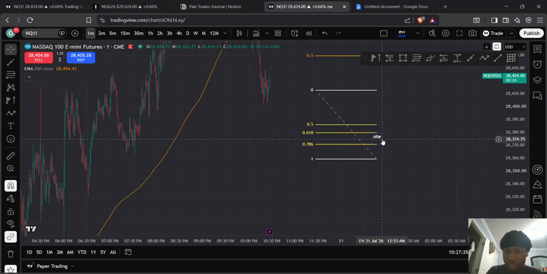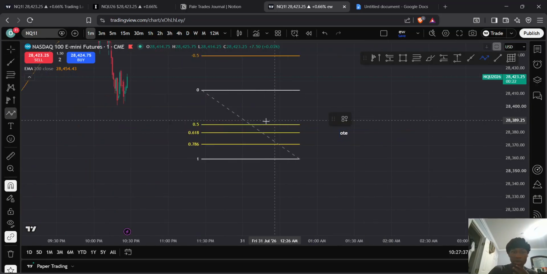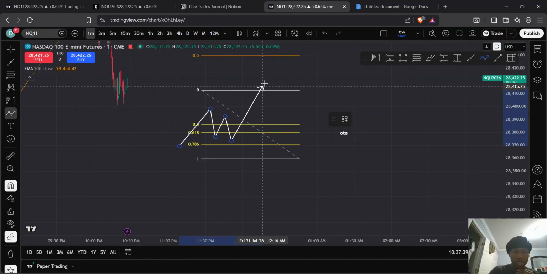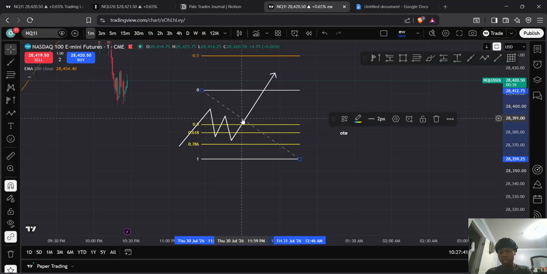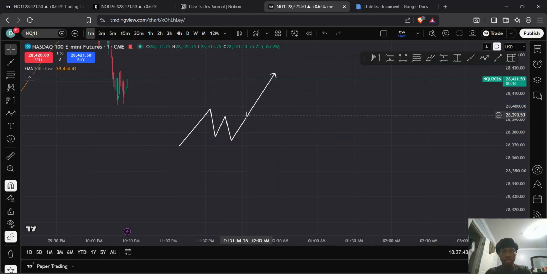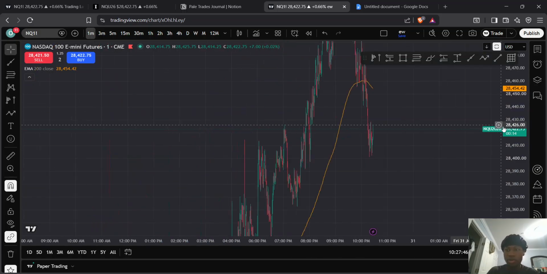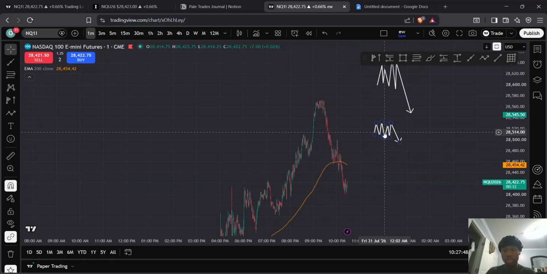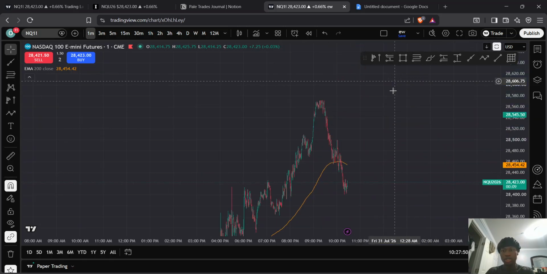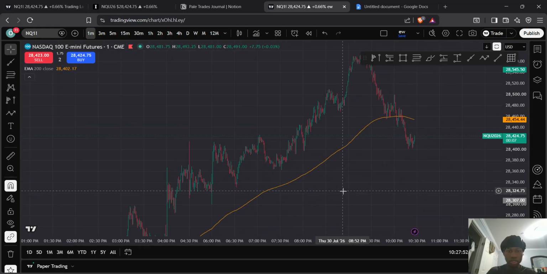Anyway, this is the optimal trade entry, right? This is where we want to be entering our positions for us to continue higher and deliver. So now that we have all that established, let me find us a trade.